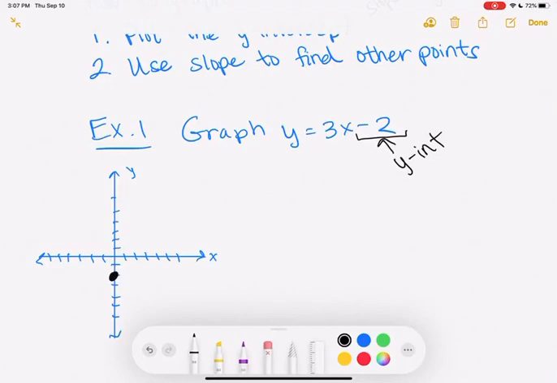Okay. Second, I take my slope. What is my slope? My slope is 3. I can think of that as 3 over 1, right? Because it's rise over run. So I'm going to start here. I'm going to put my pencil right on the y-intercept. I'm going to count up 1, 2, 3 over 1, put a dot. I'm going to go up 1, 2, 3 over 1, put a dot.